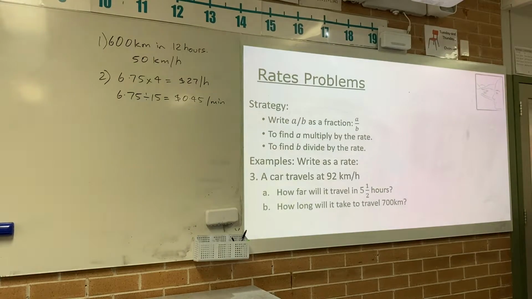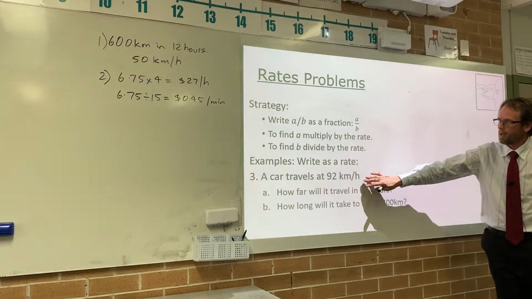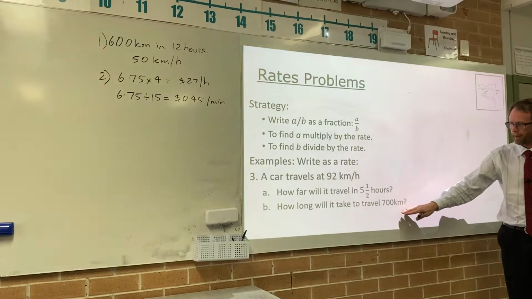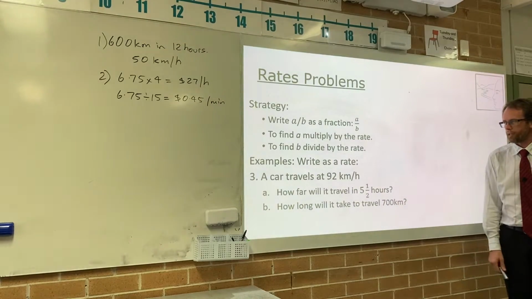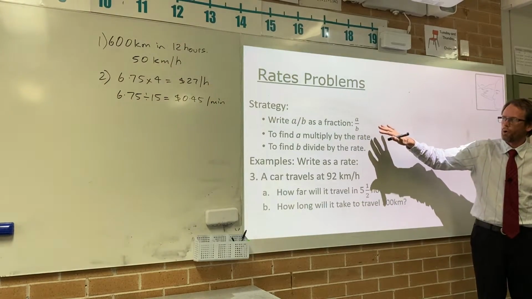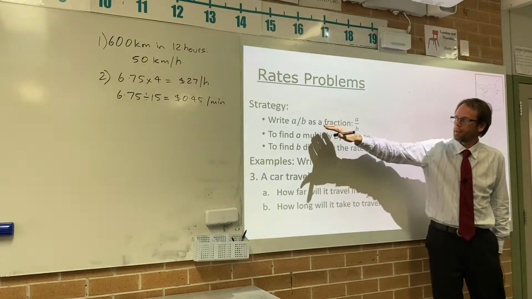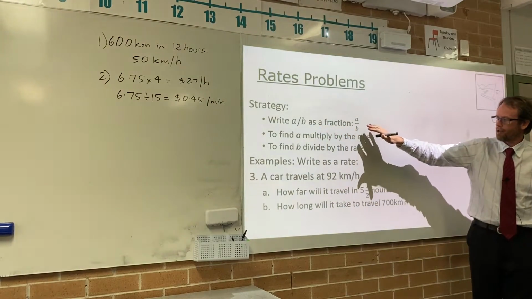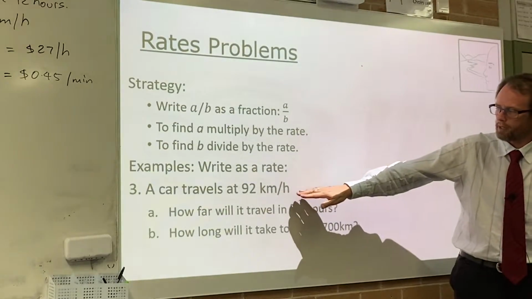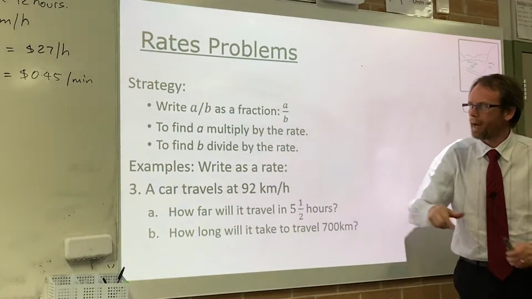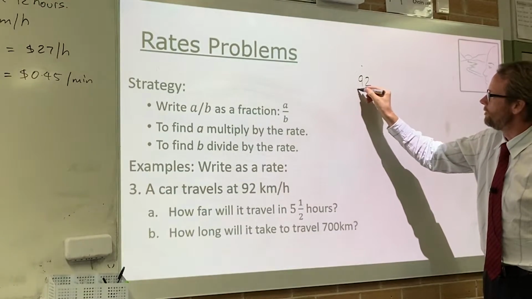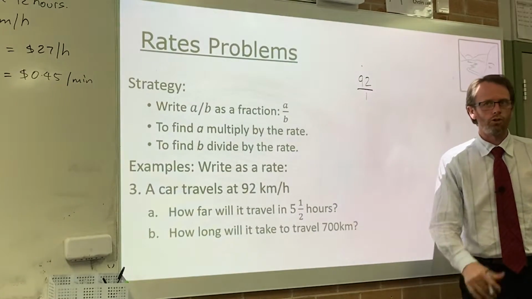So for example, here's our problem. A car travels at 92 kilometres an hour. How far will it travel in 5.5 hours, and how long will it take to travel 700 kilometres? And we need a method. So here's a strategy we could use to work it out. Firstly, we can write A per B as a fraction. All right? So what's our A per B? It's 92 kilometres per hour. So let's write that as 92 over 1, because it's per 1 hour.